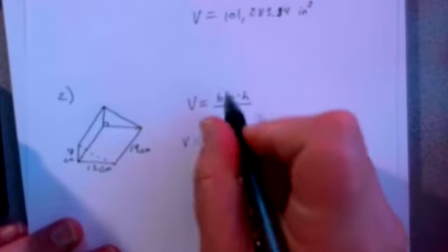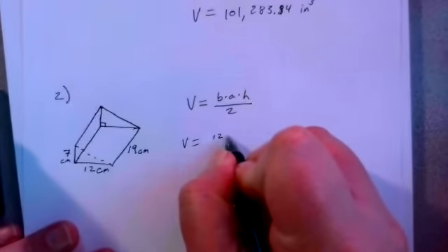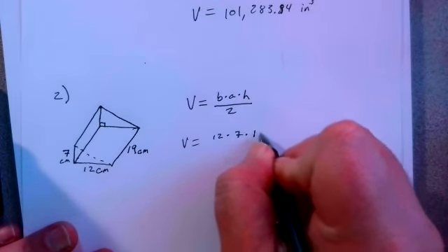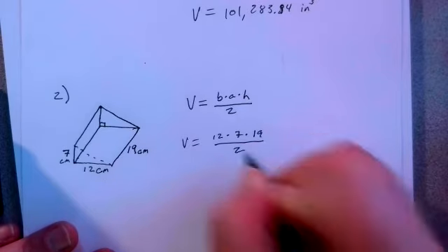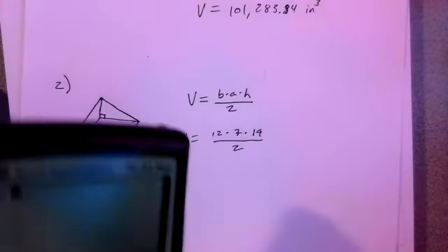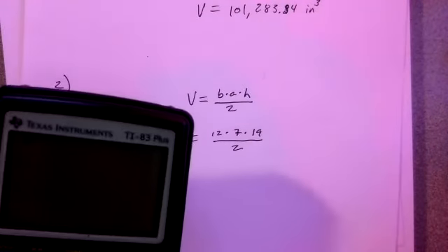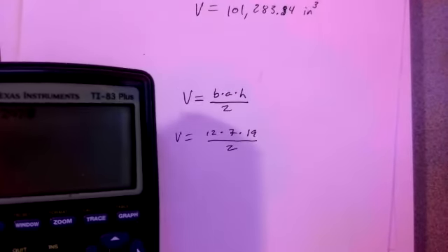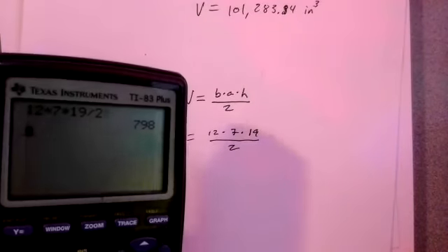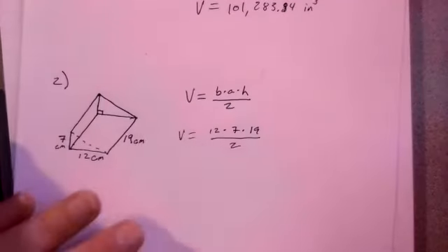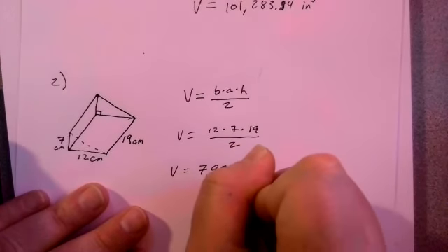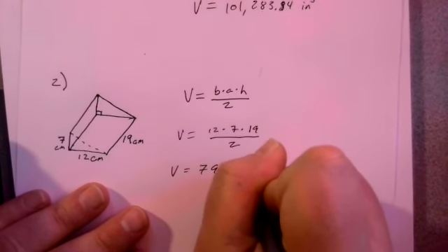So my volume here, the base we have is 12. Our altitude is 7, and the height is 19, all over 2. So I can throw that in the calculator. And we get 12 times 7 times 19, all of that divided by 2, 798. So here the volume is 798 centimeters cubed.